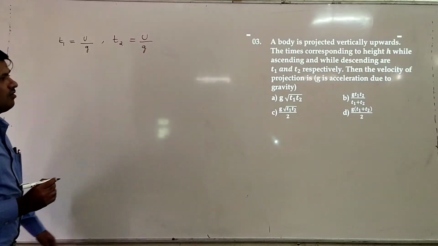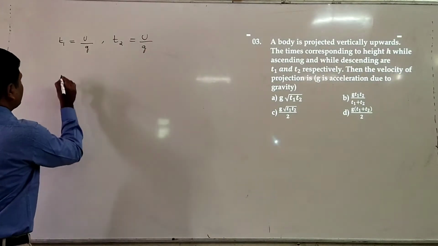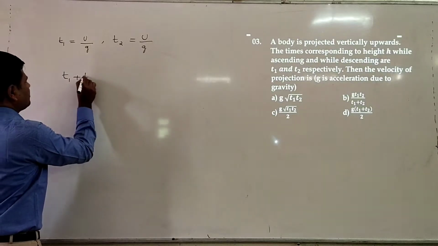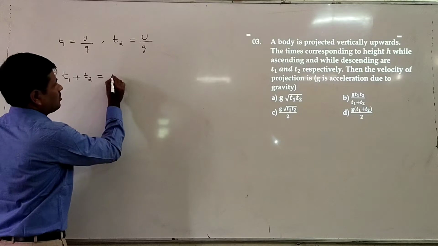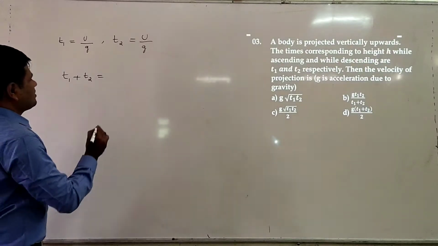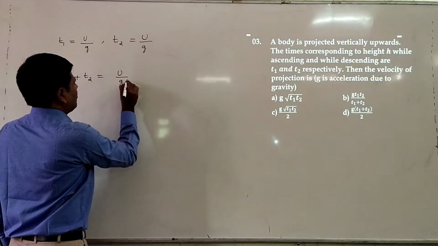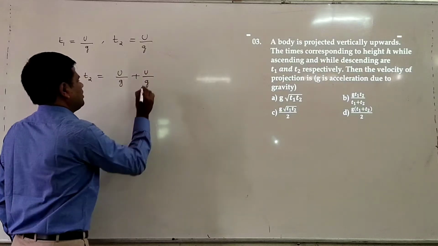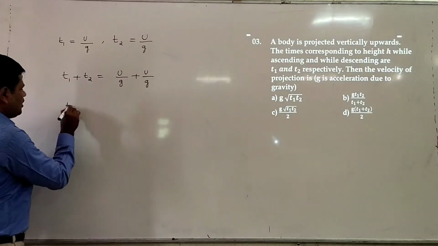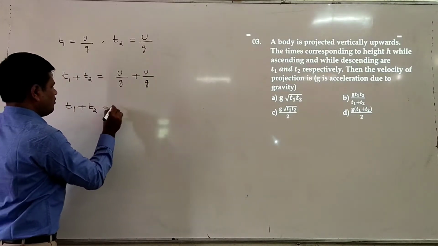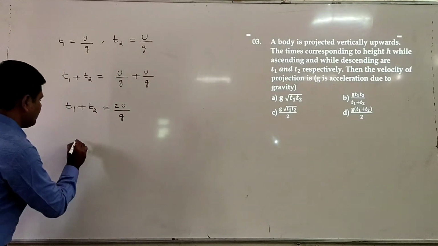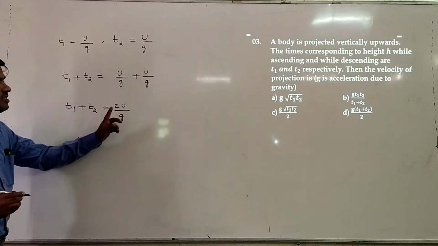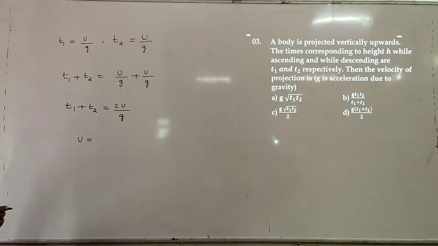The total time we have to find here. Total time can be written as t1 plus t2. This is called the time of flight. Now t1 plus t2 is ascending, u by g, plus descending, also u by g. So t1 plus t2 is equal to 2u by g. Here g is known, and u is required. U is asked in the question, the velocity of projection.